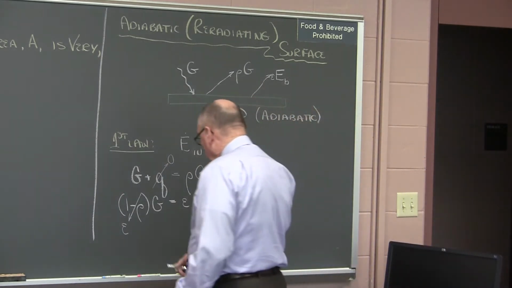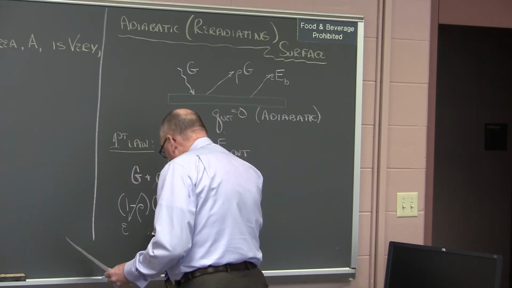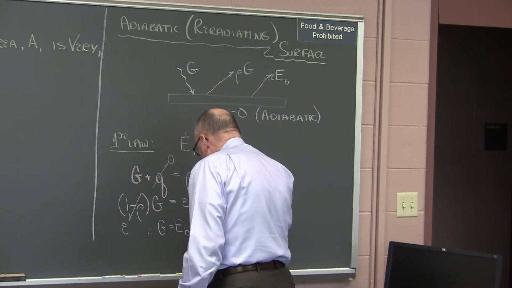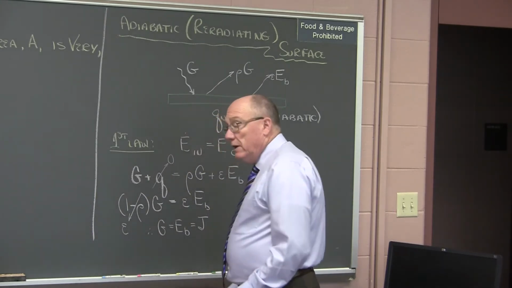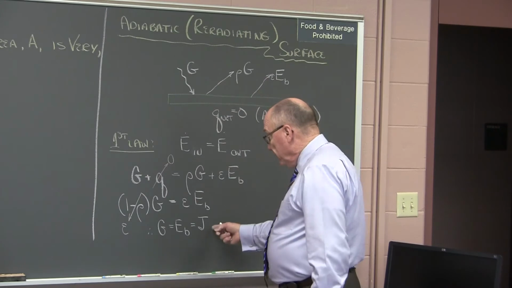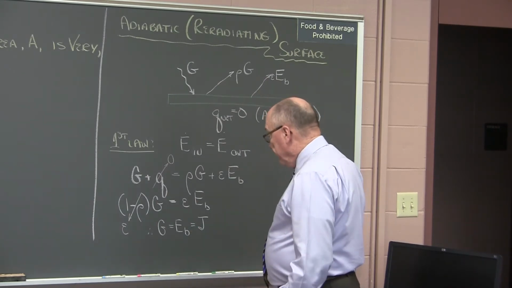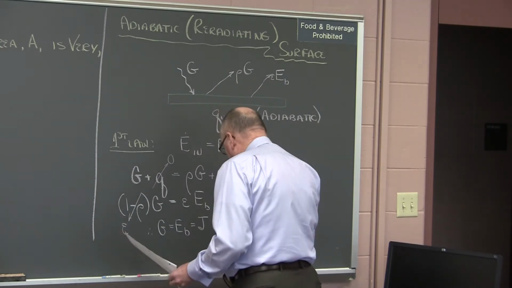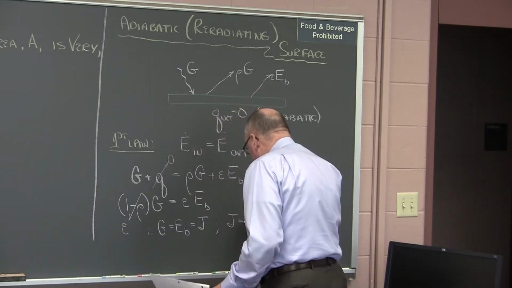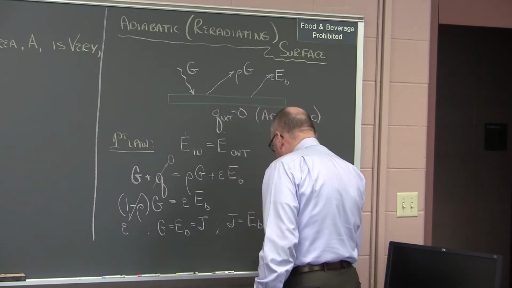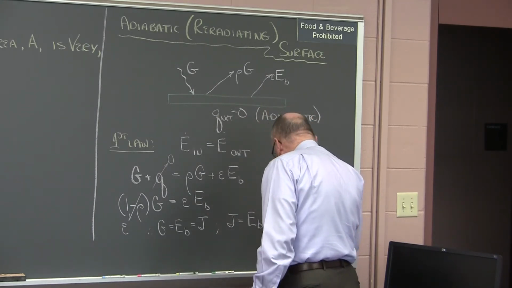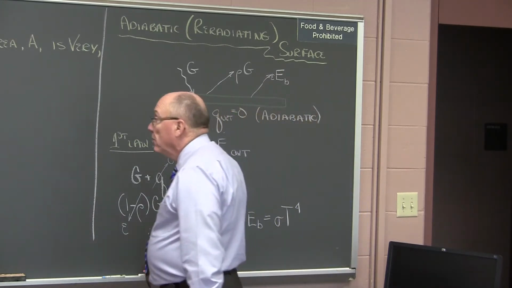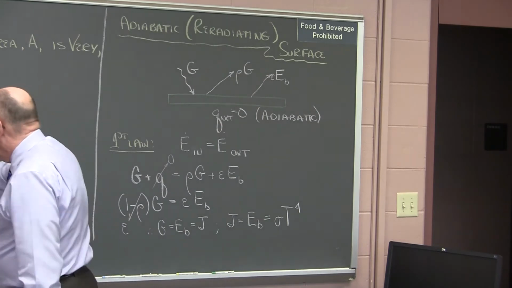And so we have G, the irradiation being equal to EB, which then would be equal to J, given our definition for radiosity, which is G minus E sub B would be equal to our radiosity. So in that case, J would be equal to the black body emissive power, which is equal to sigma times T to the fourth. So in each case, we end up with the same result.